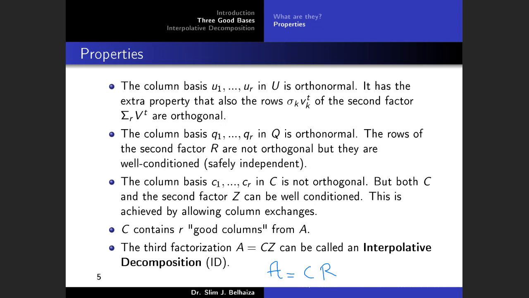And remember, C was composed of independent columns of A. Okay? And R, in fact, was a matrix that mapped, let's say, the way you're going to use these independent columns to get back to A. So in fact, we are starting from that point exactly here. And in the next part, this is equal to CZ, okay? So for instance, now let's assume that R is exactly Z.